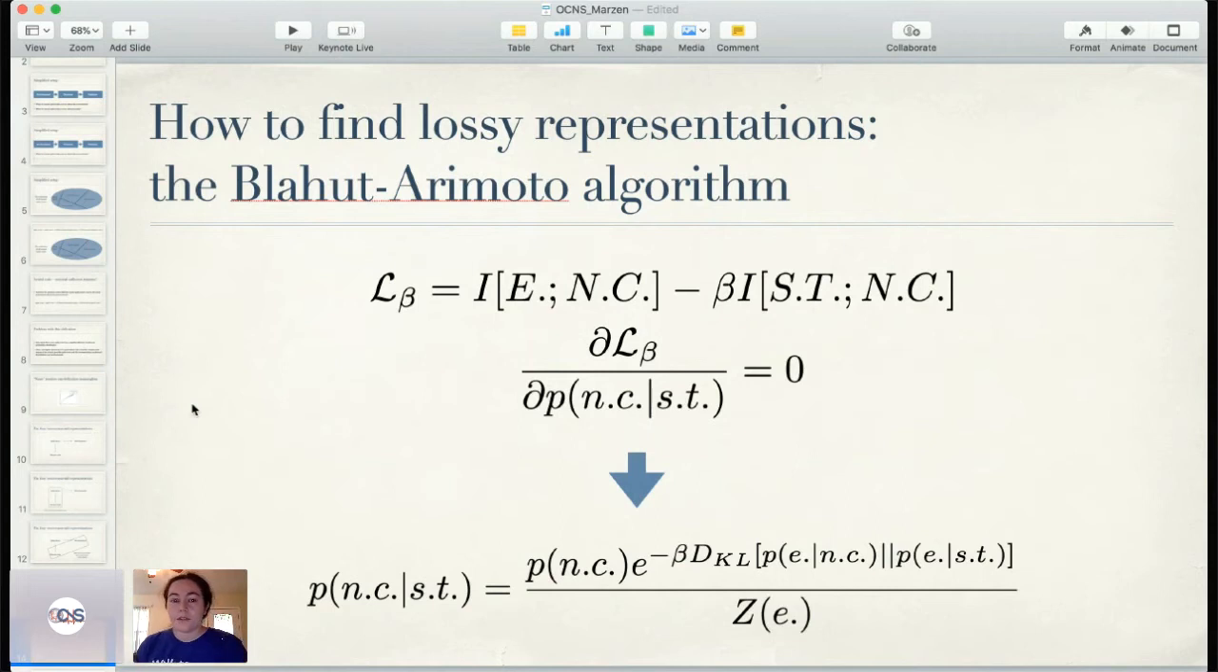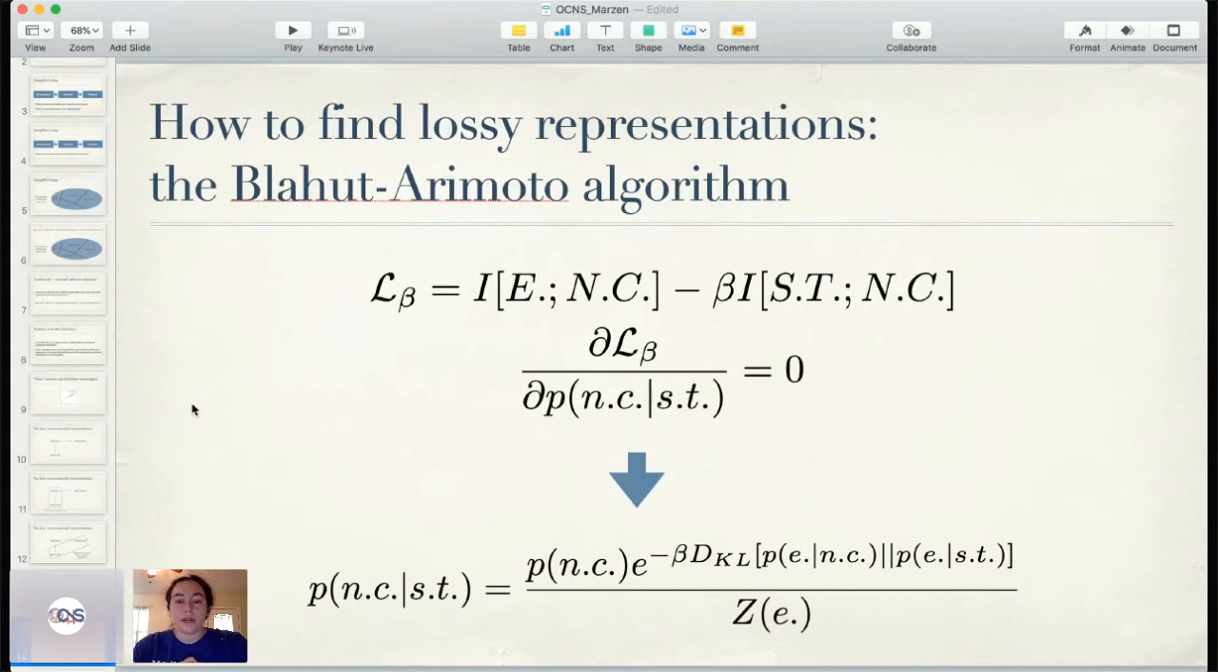So here's the current method that was introduced way back when by Tishby et al. in their paper for how to actually do that. You have your objective function up there: mutual information between environment and neural code minus some Lagrange multiplier times the mutual information between spike train and neural code. That Lagrange multiplier is something that you choose by hand, and it can be anything between zero and infinity. As you change that Lagrange multiplier, you get closer and closer to minimal sufficient statistics. So it's really a question of choice. How understandable do you want your neural code to be versus how accurate you want it to be?